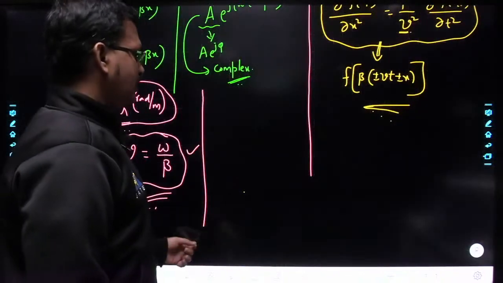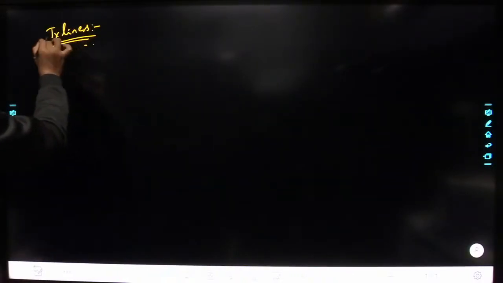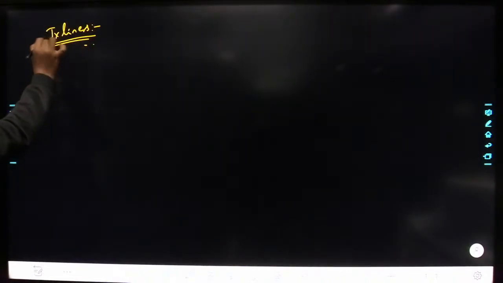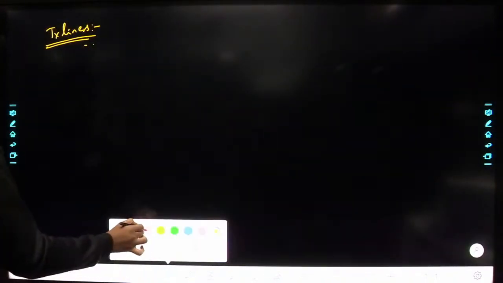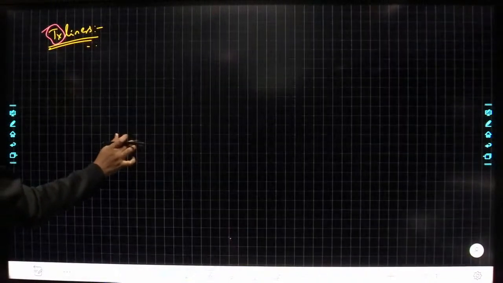Okay. And I have started transmission lines. In the previous session, I started transmission lines. I will represent transmission lines in this manner. So this is my notation here.